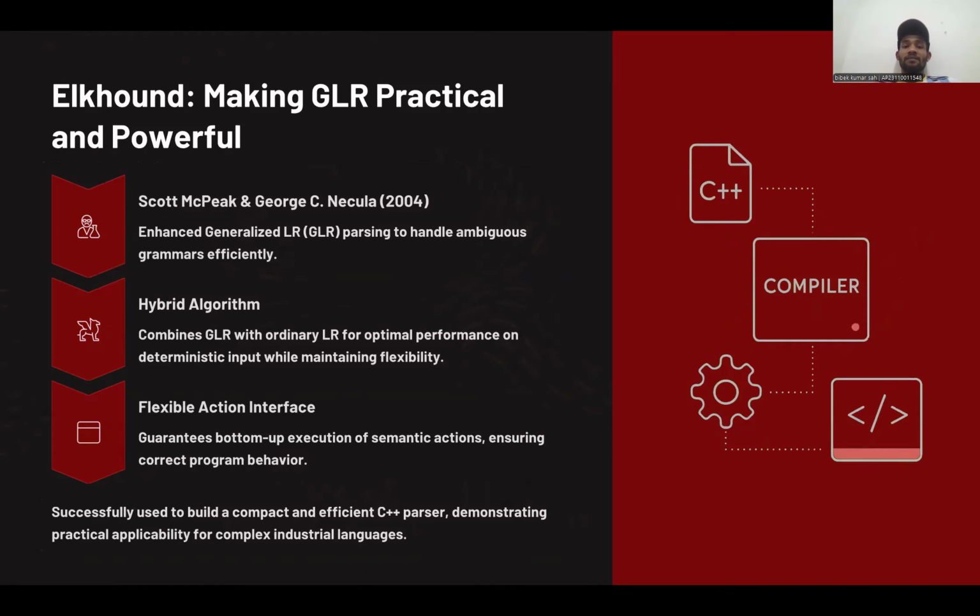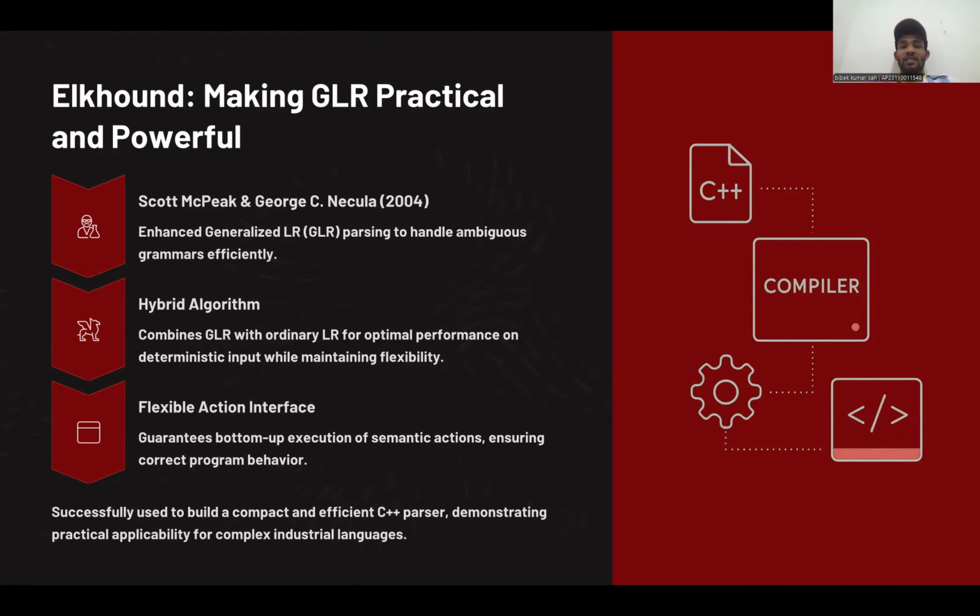Now the next, slide 7, is the Elkhound parser. The Elkhound parser is a significant advancement in parsing technology, developed by Scott McPeak and George Necula. Elkhound uses a technique called generalized LR, GLR parsing, which extends LR parsing to handle ambiguous grammars. This is particularly useful for complex programming languages like C++, where grammar rules can be difficult to interpret, and it has been successfully used to create compact and efficient parsers for real-world languages.